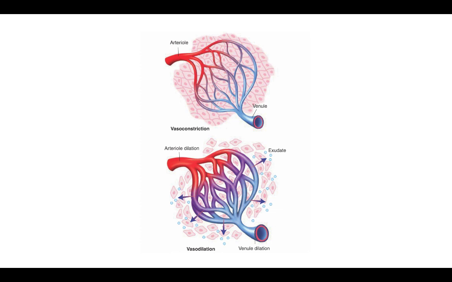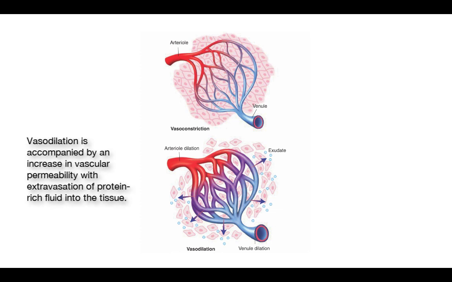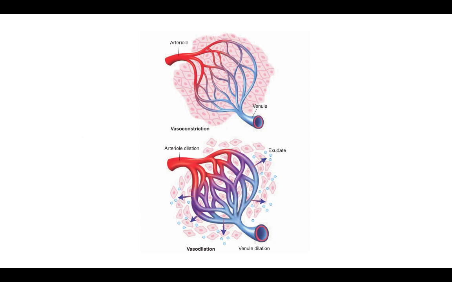Vasodilation is accompanied by an increase in vascular permeability with extravasation of protein-rich fluid into the tissue. What happens is that because more blood is now in the capillary due to vasodilation, there is increased pressure in the capillary. This directs plasma proteins to move from the intravascular space to the site of injury in the extravascular space. Then, as proteins move, they attract fluid to move, and this causes swelling of the tissue. This swelling is clinically known as edema.